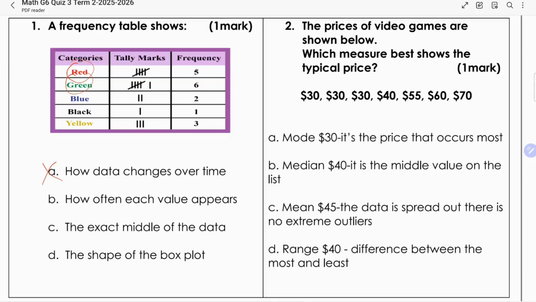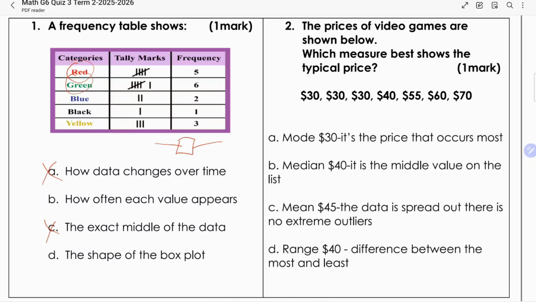The exact middle of the data. Nothing's telling me where the middle of the data is. I'd have to calculate that myself. So it won't be this one either. The shape of the box plot. It's not giving me any indication of the square cat with the whiskers.